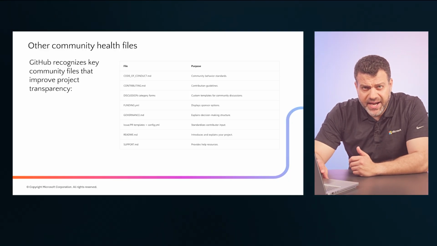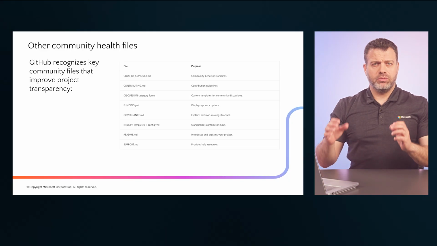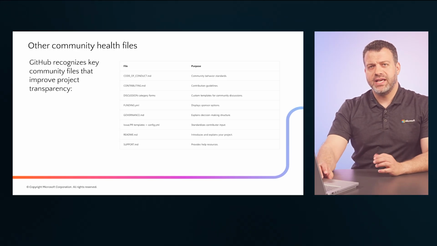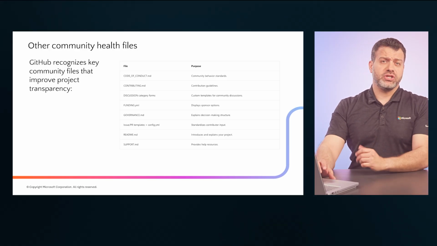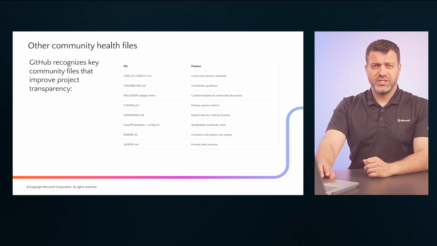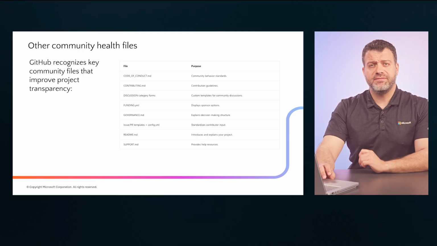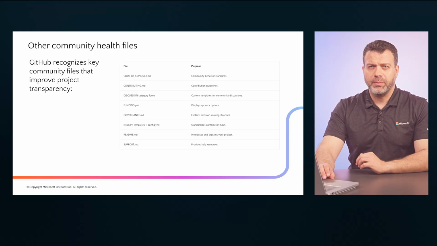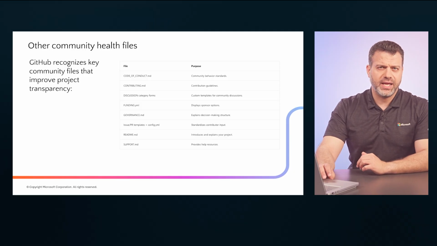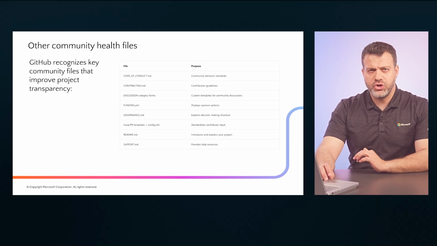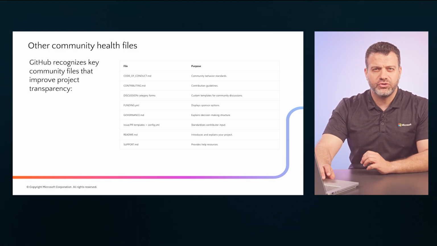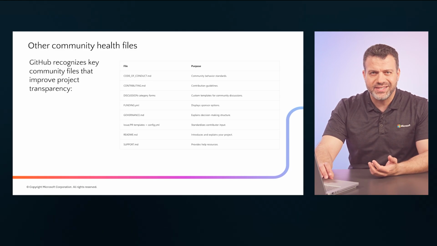But now that we've defined how to handle security, let's zoom out. Security doesn't live in isolation. It's part of how your entire project operates. GitHub uses a set of community health files to standardize how people contribute, collaborate, and communicate. Here are a few things to know. Contributing.md tells developers exactly how to contribute, so you don't get inconsistent pull requests.